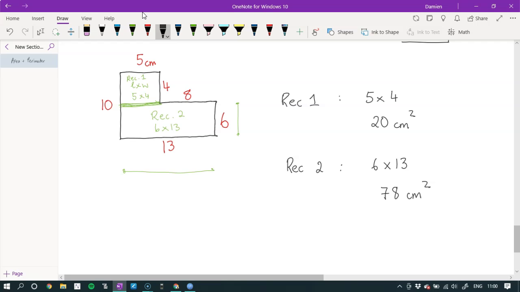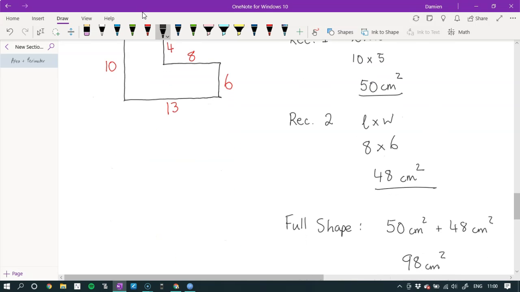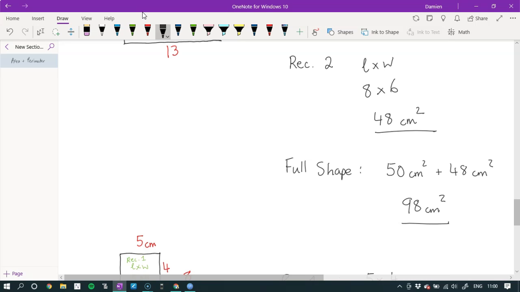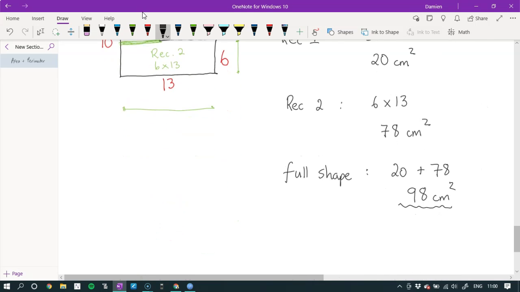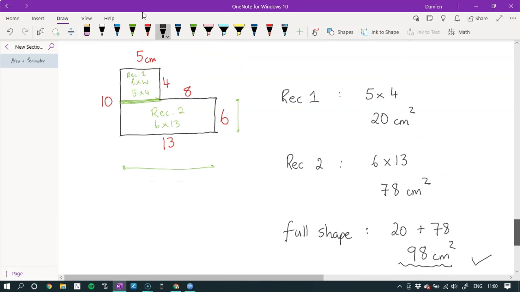And if you want the area of the full thing, the full shape is going to be the two areas added together. It's going to be 20 plus 78, which gives us a total of 98 centimeters squared. And that is the same answer as we got in the previous question. So it doesn't matter which way you divide the boxes, they'll both give you the same area. But you do have to divide them into rectangles.